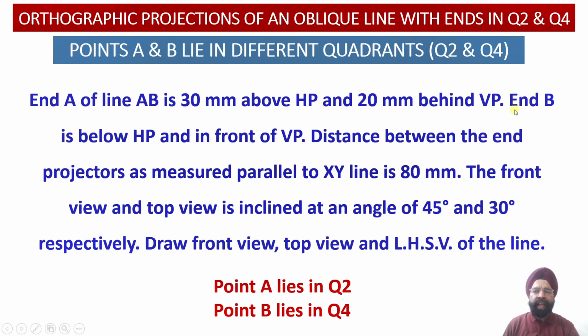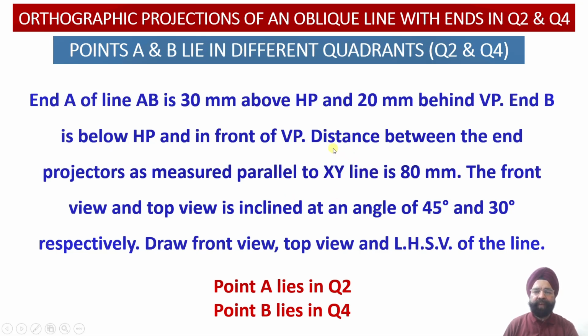Then we have got end B of the line. It is existing below the horizontal plane and in front of the vertical plane. So here we have the location of the point in the fourth quadrant, but the distances of this particular point B below the horizontal plane or in front of the vertical plane have not been provided to us. So this we will be obtaining while we evaluate the inclinations of the line AB in the front view as well as in the top view projections.